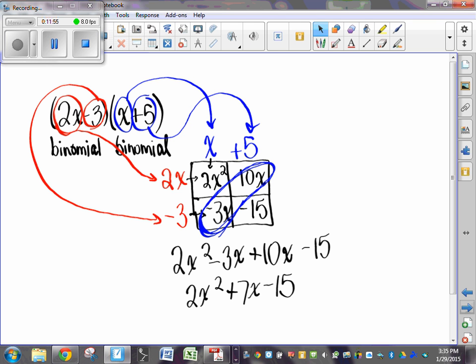Now, there's one more method that's discussed in your book. It's on page 343. It's called the FOIL method. We're going to look at that in class tomorrow. It's kind of a shortcut. It's a gimmick. It's a trick.